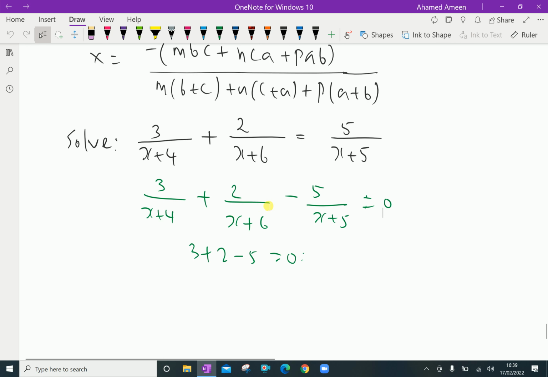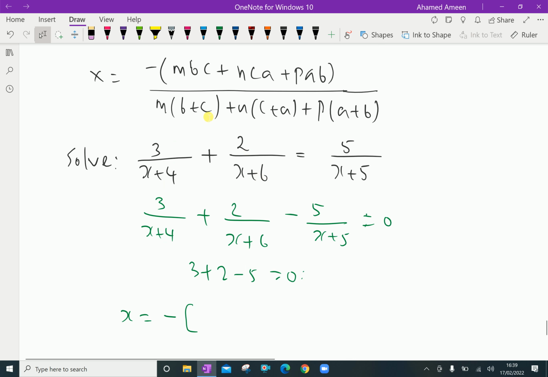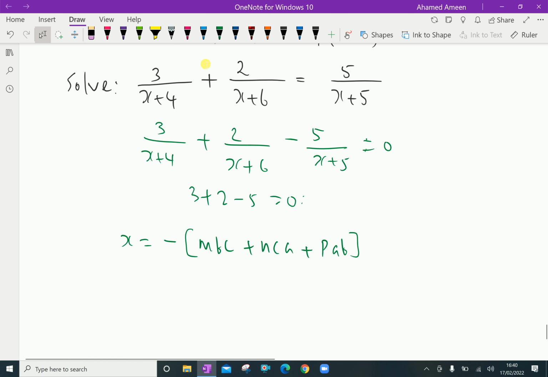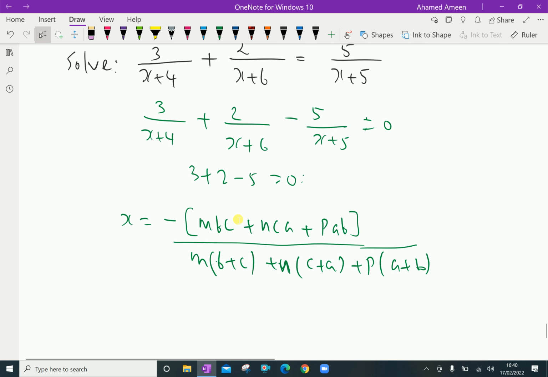Then the solution is x equals minus of MBC plus NCA plus PAB over M into (B plus C) plus N into (C plus A) plus P into (A plus B). By using this shorter form, we will solve this. Here you will apply the values.